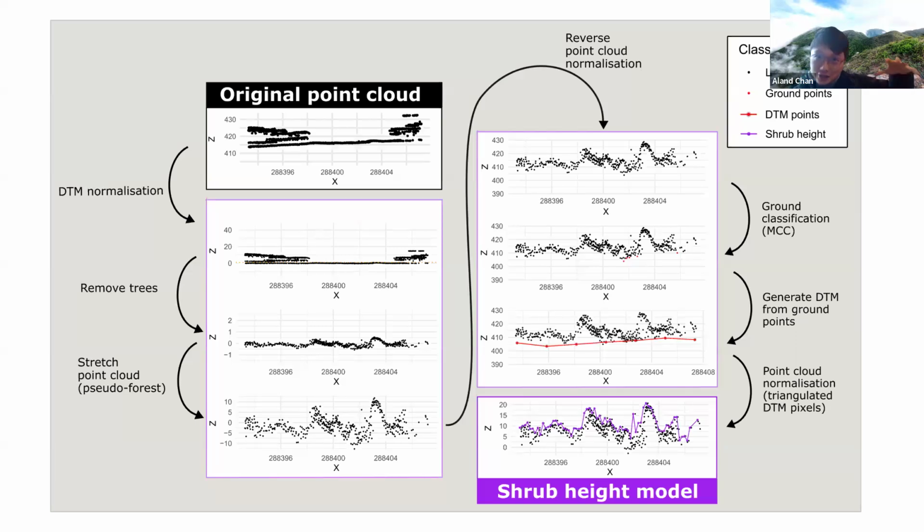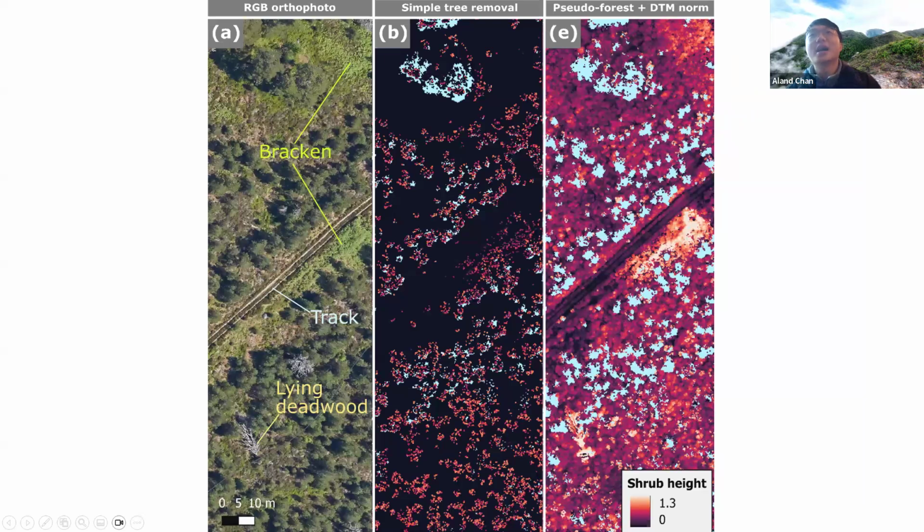So if we just extract the point returns from the shrub layer and artificially stretch them 10 times, 20 times, such that it becomes like big objects, and together with other bits in the pipeline, we were actually able to create something that is much more realistic in reflecting near ground features like heather, bracken, or deadwood. So here's a comparison.